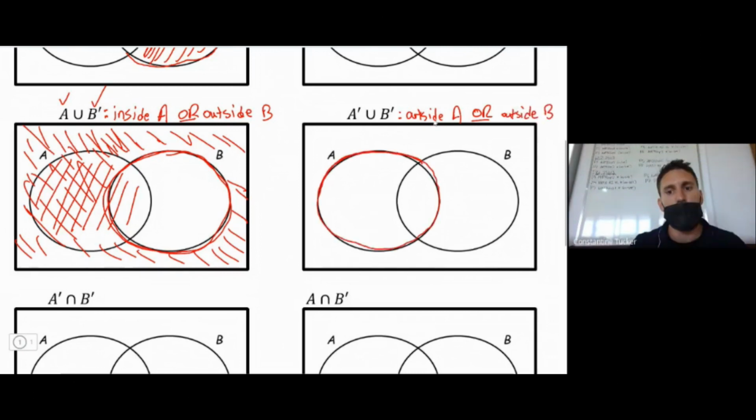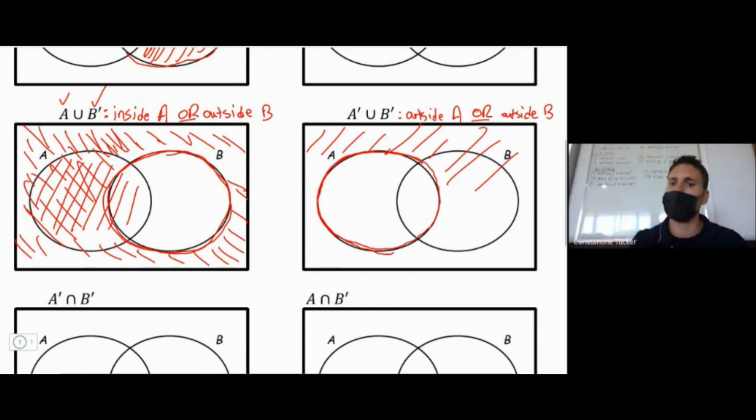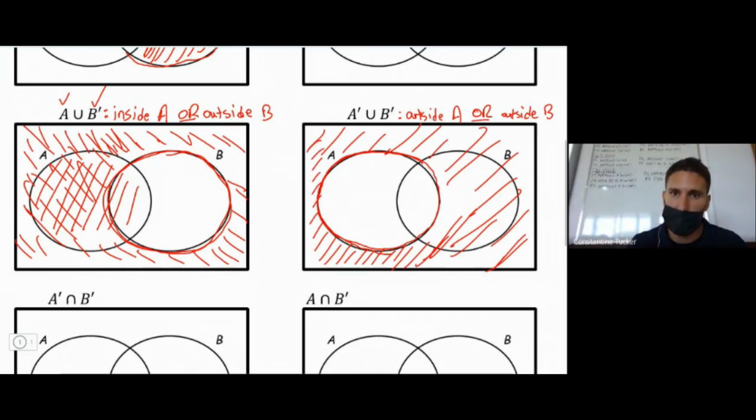Outside B. Outside A means everything outside the circle of A. So go ahead and shade everything here. Boom, boom, boom, boom. And then tell me what I need to shade next. Okay, so that's A dash. I just shaded everything outside the circle of A.